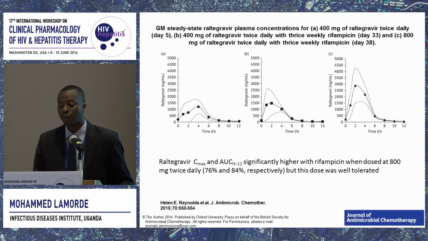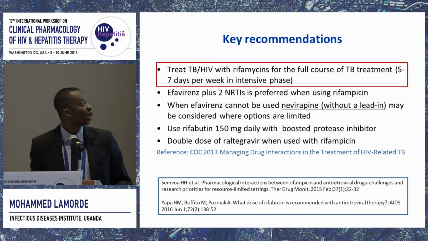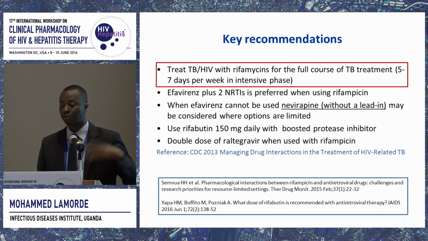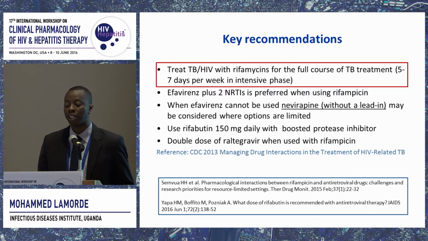So the second has to do with, let me go back again slightly. Right, so this other recommendation says you start your rifamycins and you use it for at least 5 to 7 days per week in the intensive phase in developed countries. In the developing countries, we have fixed dose combinations that are used daily, but developed countries tend to be able to have more flexibility in their TB management. So it says 5 to 7 days per week in the intensive phase, but in the continuation phase, some clinicians will actually reduce that to about 3 times a week.